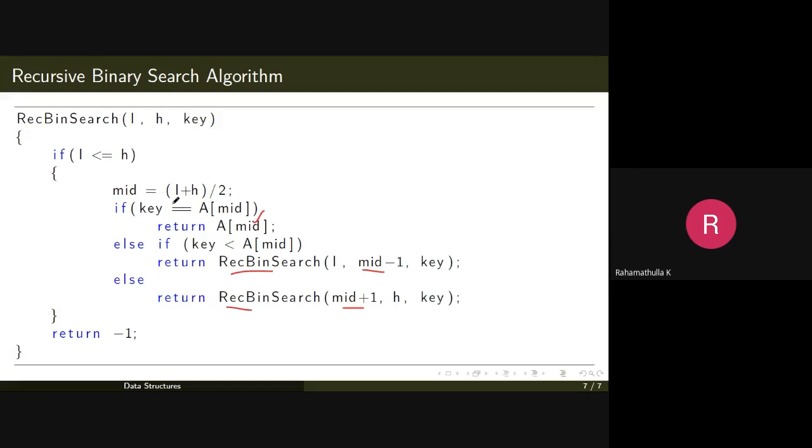The idea is the same, low plus high by 2 is equal to mid. Then if key is equal to A of mid, you return mid. Otherwise, if key is less than A of mid, then you need to search in the left portion of the array. So you call this function recursively by changing high to mid minus 1. Otherwise, you call the function again by changing the low value to mid plus 1, or you search in the right half of the array.